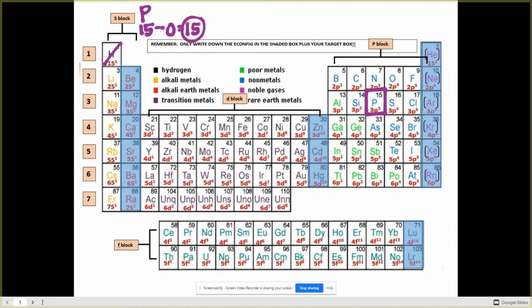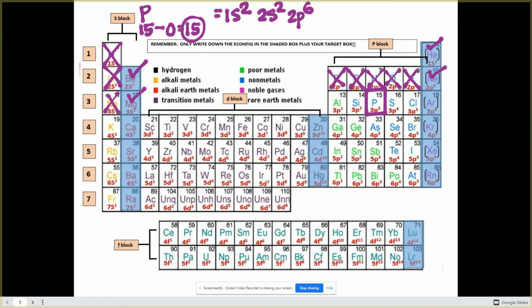Box number 1 is not shaded, so I don't write that. Okay. Box number 2 is shaded, so I need to write that down. So it's going to be 1s2. Okay. All right. How about box number 3? It's not shaded. Box number 4 is shaded, so yes, I need to write that down. 2s2. Okay. Box number 5, no. 6, no. 7, no. 8, no. 9, no. 10, yes. Okay. So I need to write that down. 2p6. Okay.